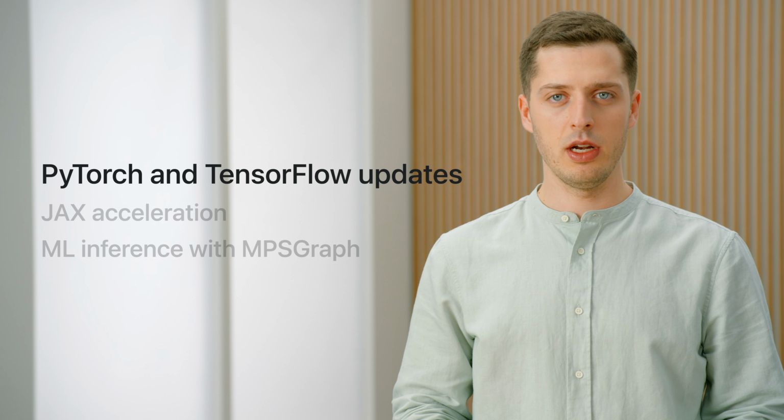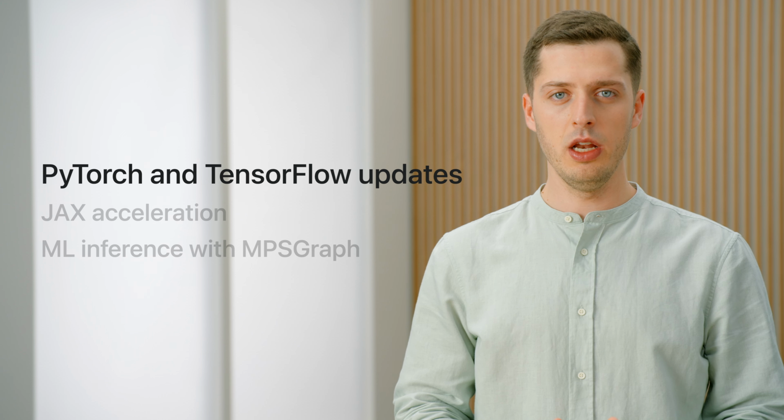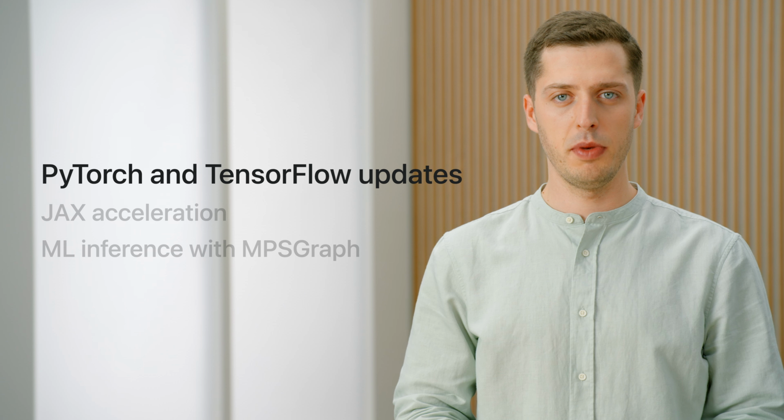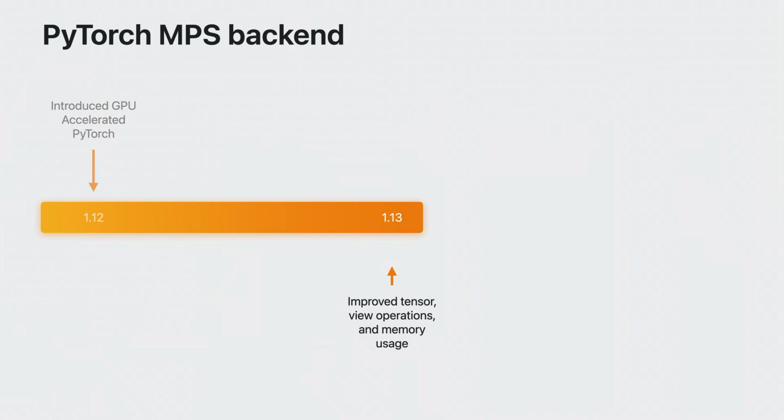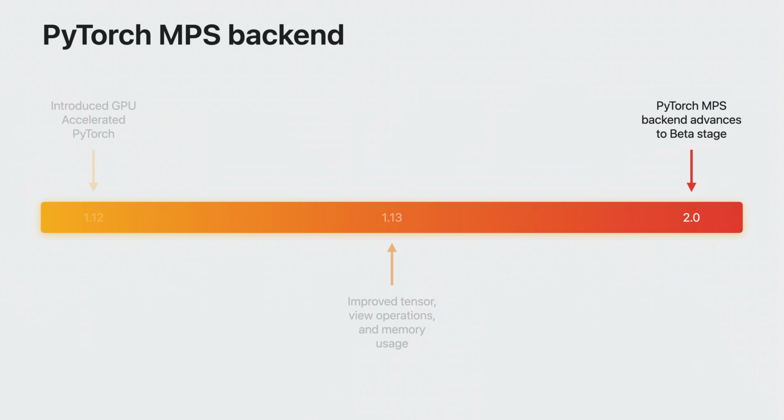PyTorch and TensorFlow Metal acceleration enable you to use the highly efficient kernels from MPS to get the best performance on your Mac. PyTorch Metal acceleration has been available since version 1.12 through the MPS backend. This was introduced last year into the PyTorch ecosystem, and since then, multiple improvements have been made for optimizing memory usage and view tensors. This year, PyTorch 2.0 MPS backend made a great leap forward and has been qualified for the beta stage. But these were not all the improvements.